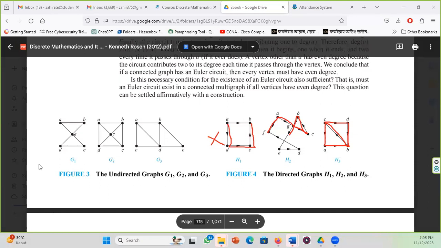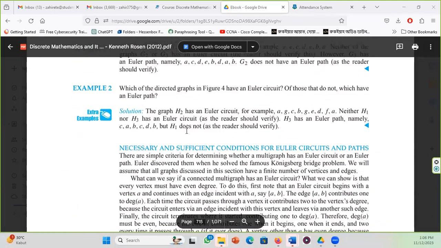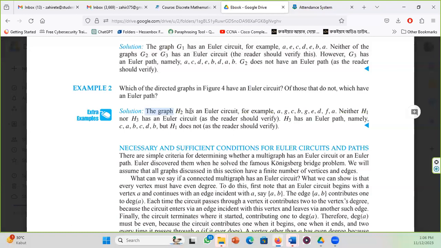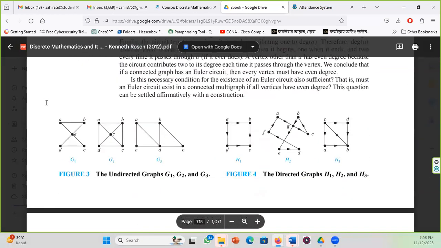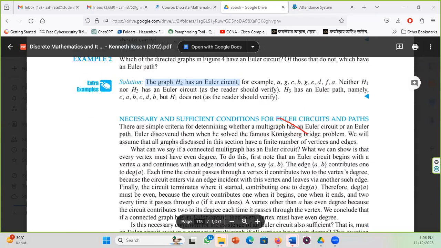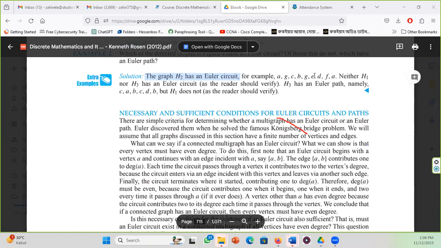So let us see the answer. Graph H2 has an Euler circuit. The path is like this: A, G, C, B, G, D, F, A. Let us see: A, G, C, then B, G, E. Why G twice?